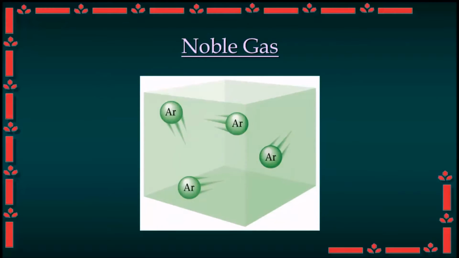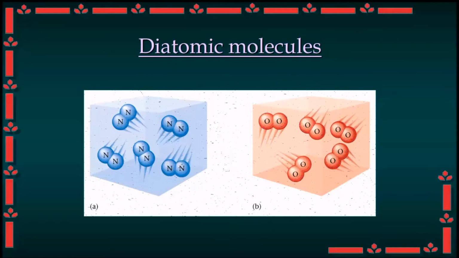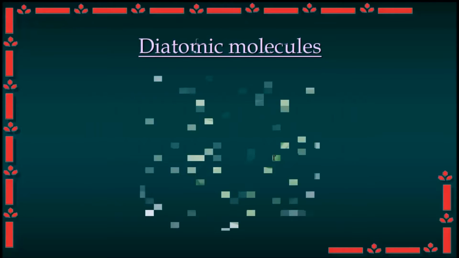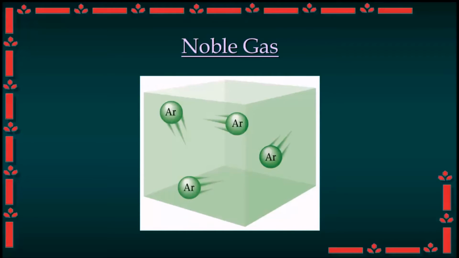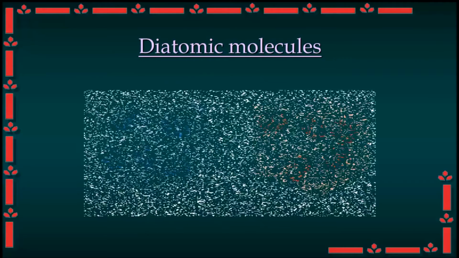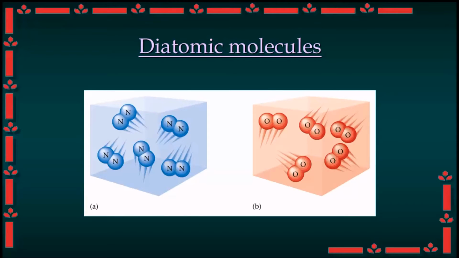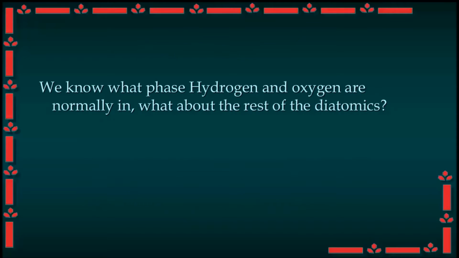All right. Here are the noble gases. Notice the noble gases are singles. Okay, the diatomic molecules are couplets. Okay, we know what phase hydrogen and oxygen are. We're used to those. They're gases. What about fluorine? Pale yellow gas. Okay.